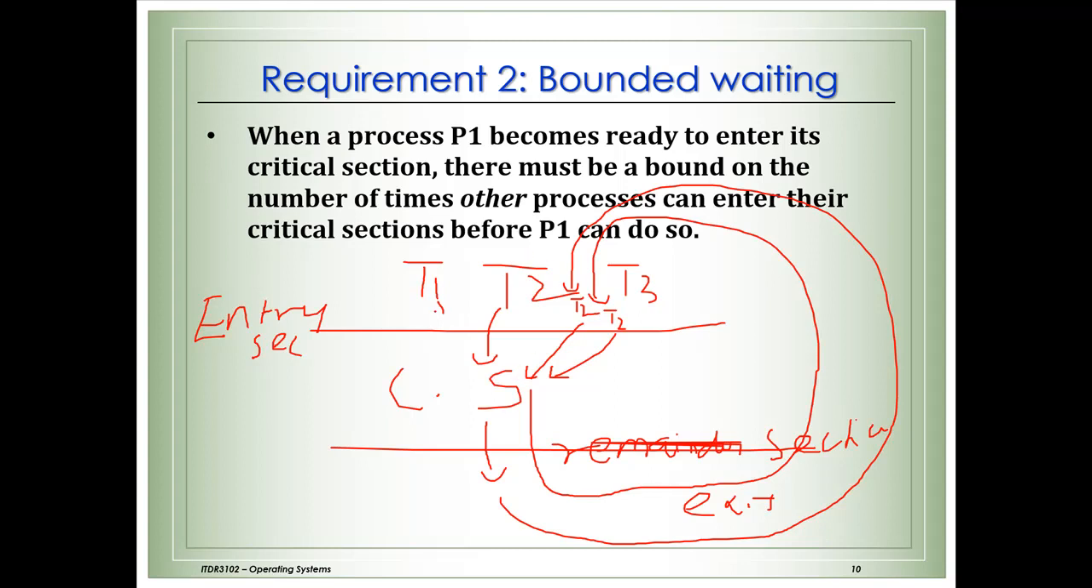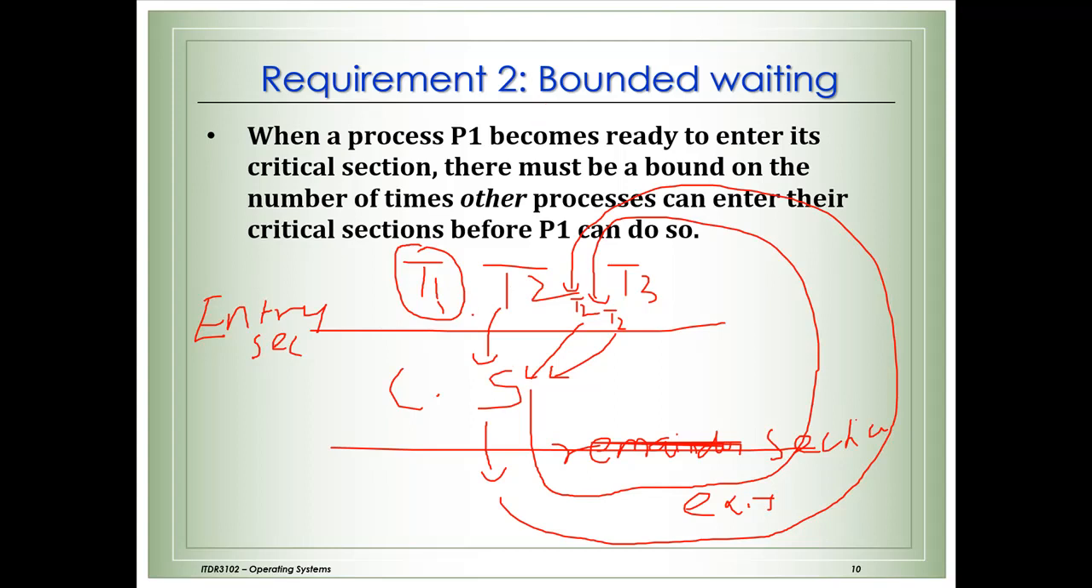Other threads remain in the entry section and are not able to go into the critical section. So these threads are not able to make progress. They are suffering from starvation. This second property says that when you implement the synchronization technique, you have to ensure that all the threads get an equal chance when they want to enter the critical section. That is called bounded waiting.